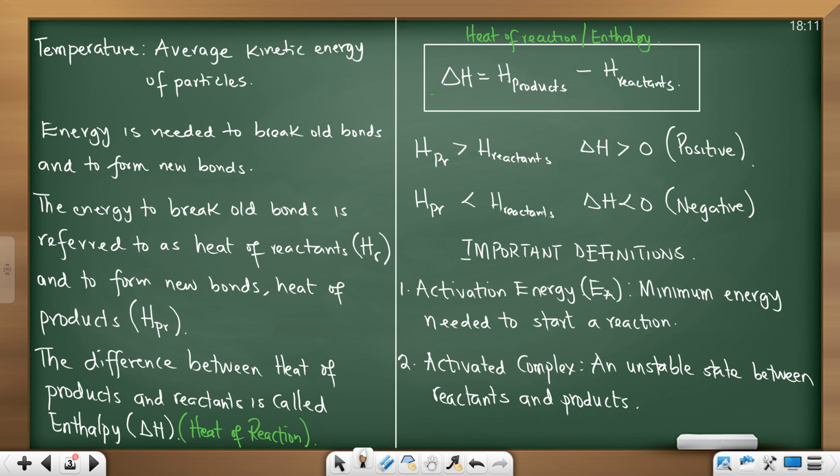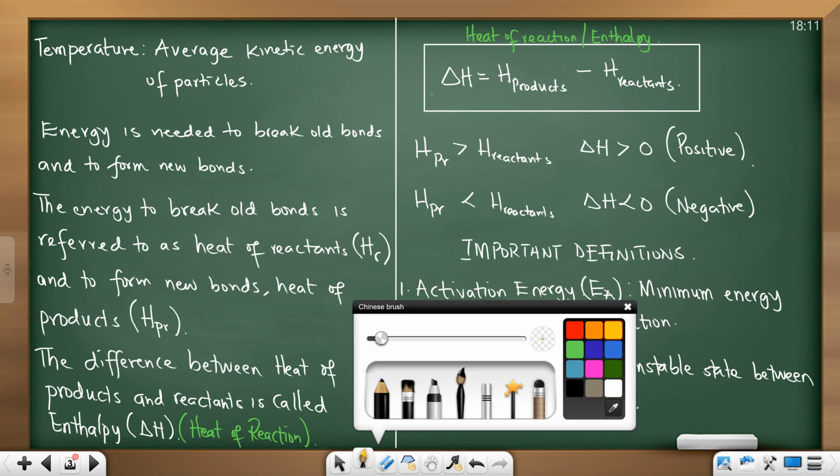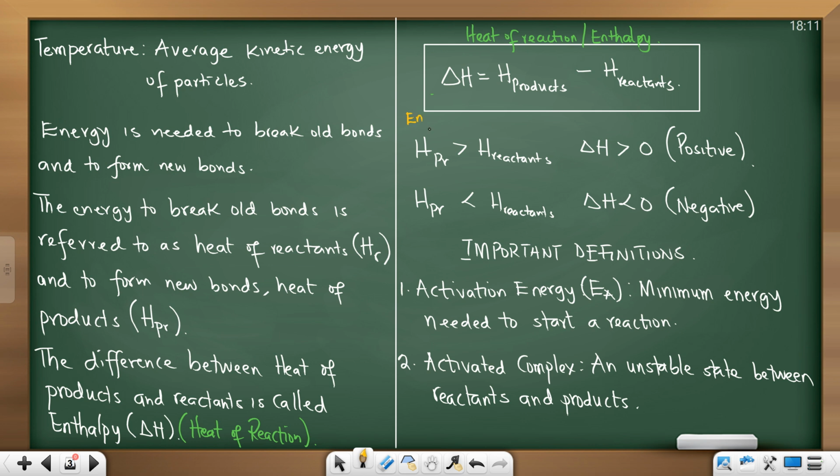Heat of reaction is the energy absorbed or released per mole. I want us to write that down. Heat of reaction. Energy released or absorbed per mole in a chemical reaction.